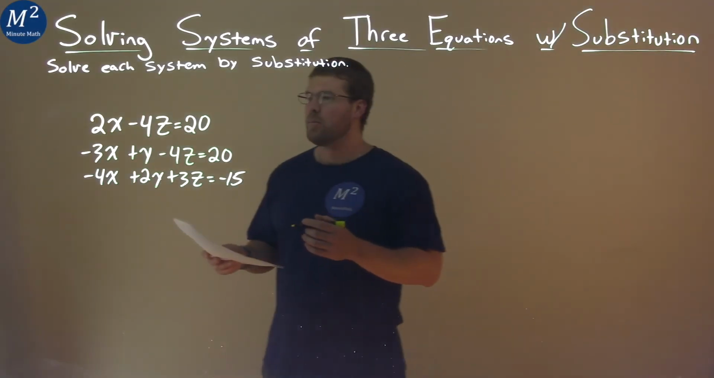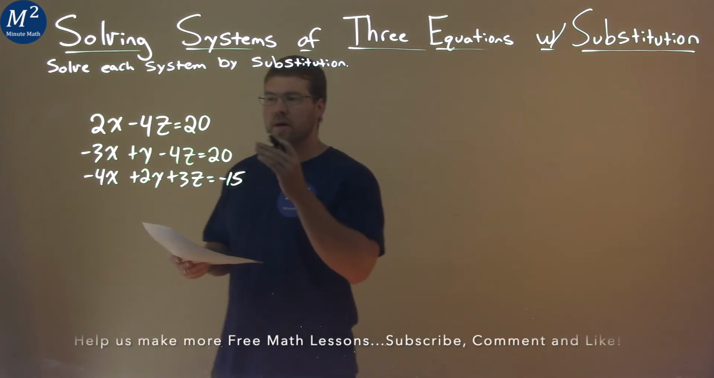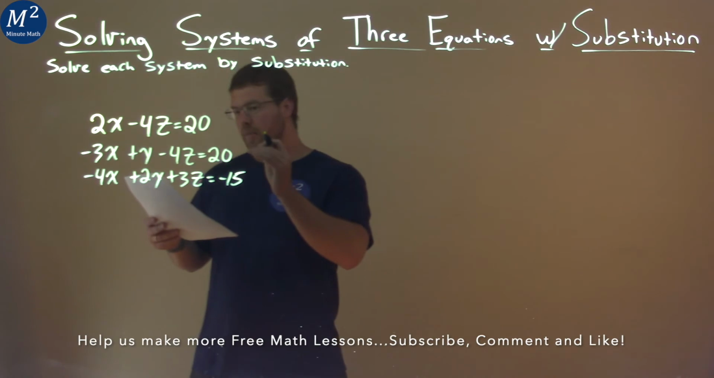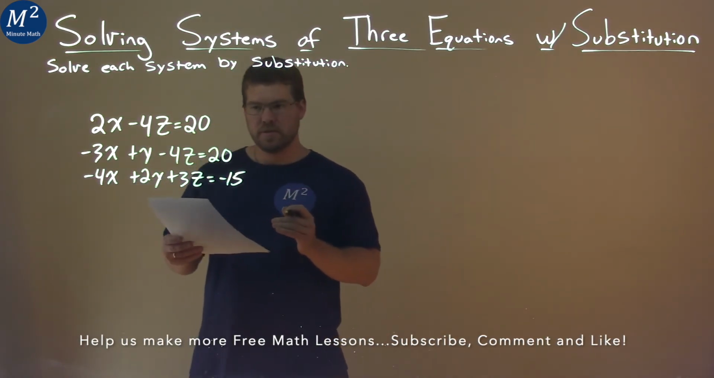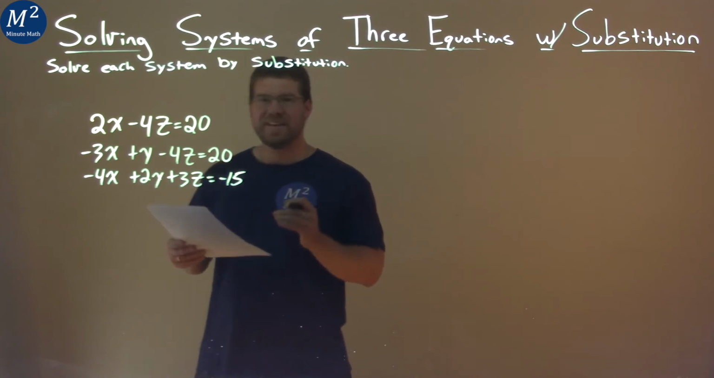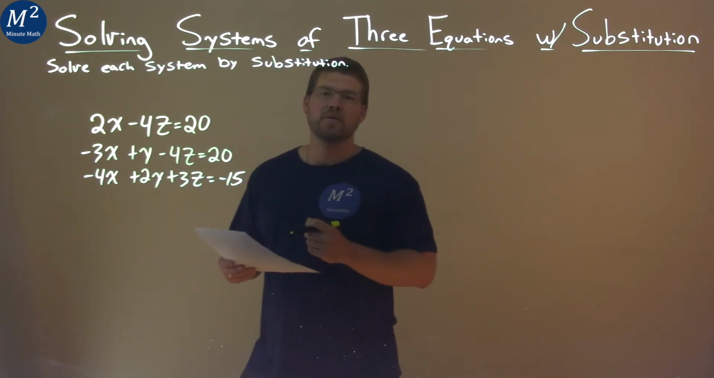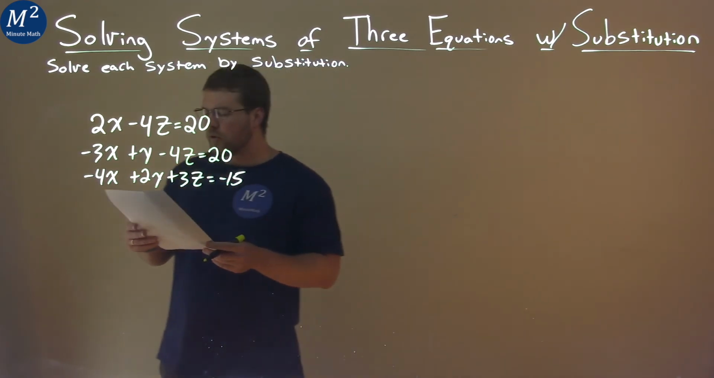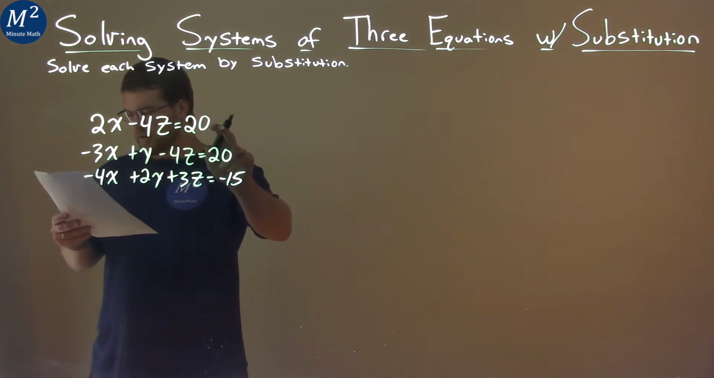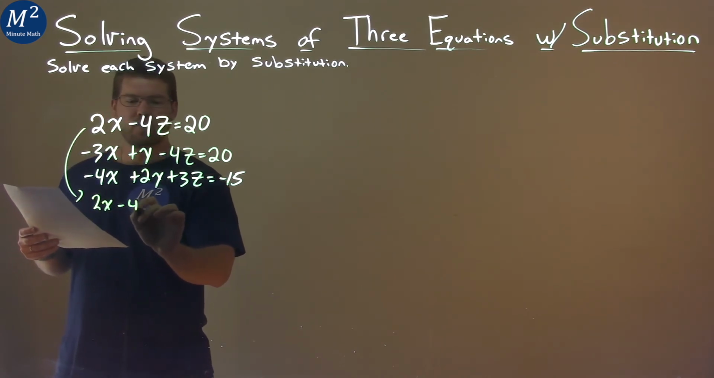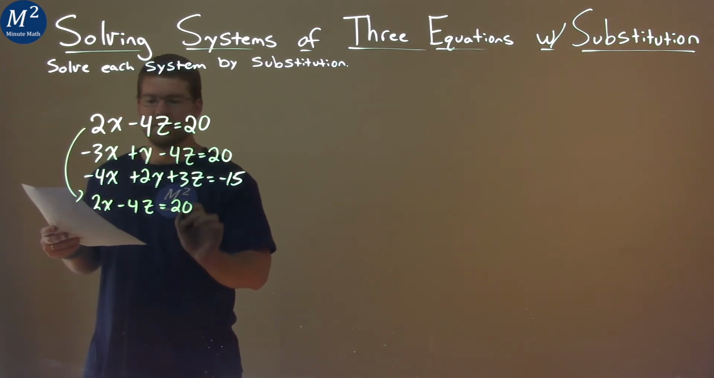We're given this problem right here. 2x minus 4z equals 20. Negative 3x plus y minus 4z equals 20. And negative 4x plus 2y plus 3z equals a negative 15. And we want to solve this system by substitution. Well, first thing I want to do is, I see this first equation here. Let's rewrite that down here. 2x minus 4z equals 20.